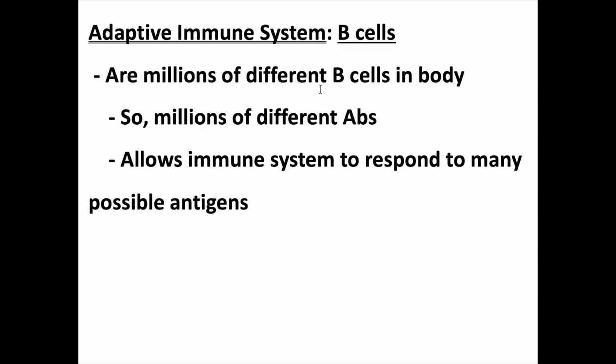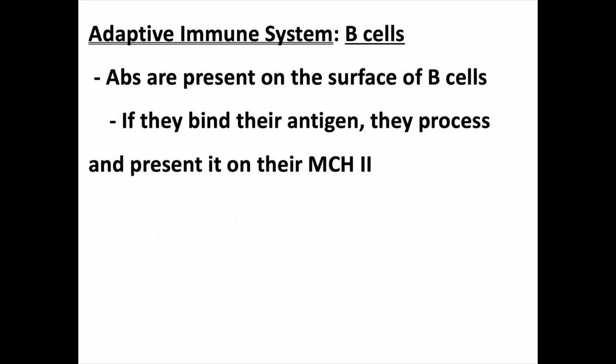So there are millions of different B cells in the body. Each one has a unique antibody gene, so there are millions of different antibodies present in the body. This is what makes the adaptive immune system adaptive. There are many possible antigens that it can recognize. So these are not just common danger patterns. By making this stuff randomly, if there's an antigen out there, your body probably has a way to respond to it. This allows the immune system to respond to many possible antigens.